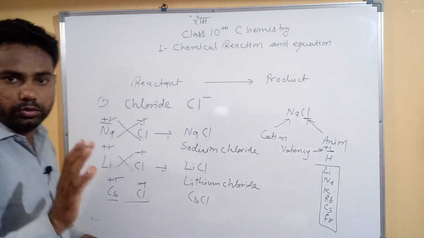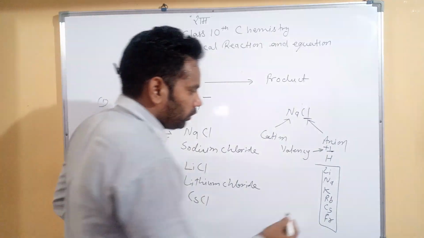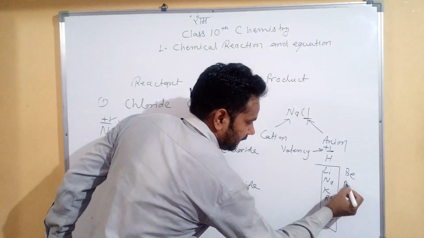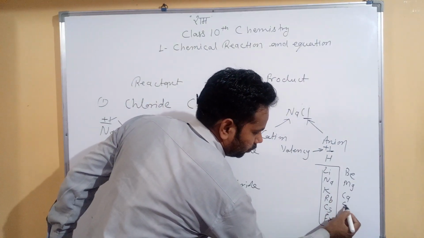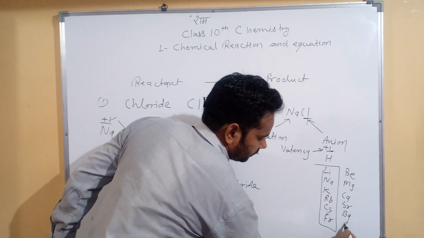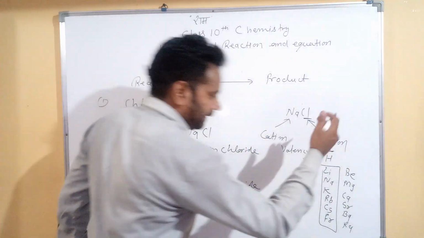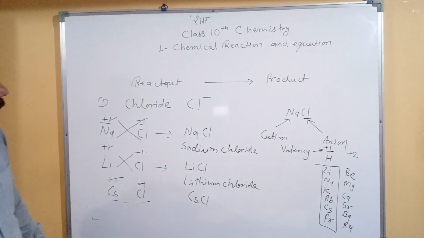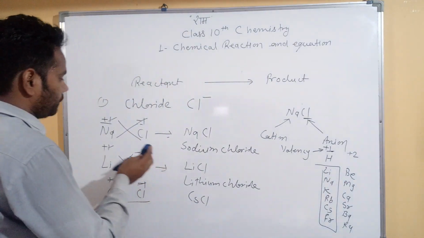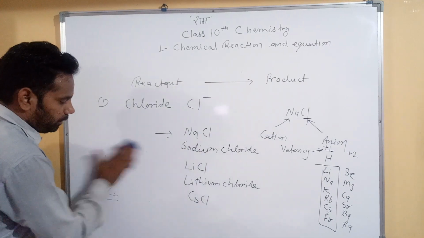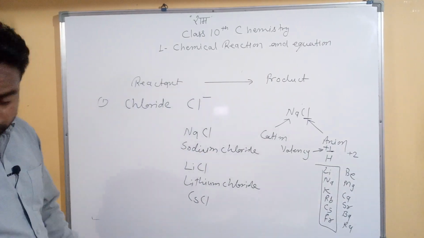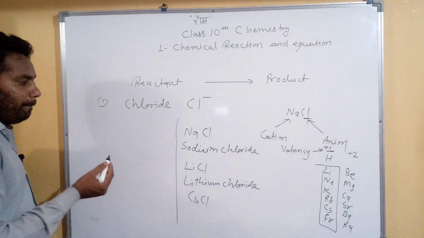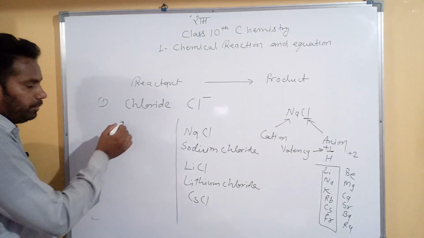Okay, any doubt? Now we look at the second group. All second group elements have valency +2. Clear? What is the formula of barium chloride?